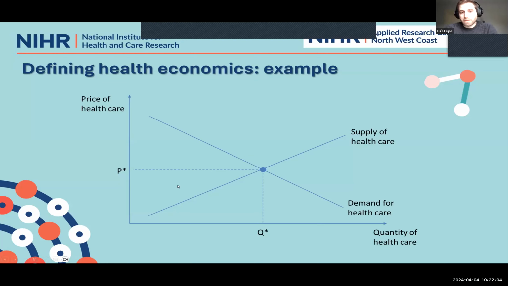And when supply meets demand, you have an equilibrium, which in this case would be P star, Q star, so this price and this quantity. Now, one of the things that Kenneth Arrow realizes is that there is in fact a market for healthcare in particular. So if you put here the price of healthcare and here the quantity of healthcare, it still applies.